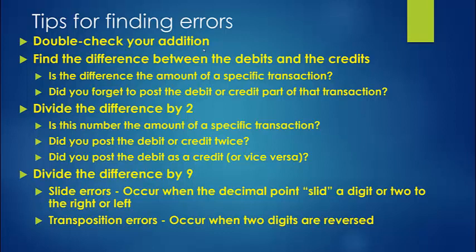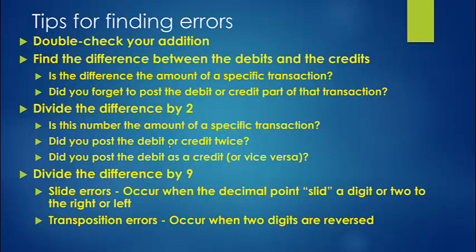Look to see if that difference happens to be familiar, and maybe you just forgot to post a debit or a credit from part of a transaction. If that is not the issue, then divide the difference by 2. Because if you happen to have debited twice instead of debiting and crediting, then you'll be off by double. So divide the figure by 2 and see if that looks like a familiar number.